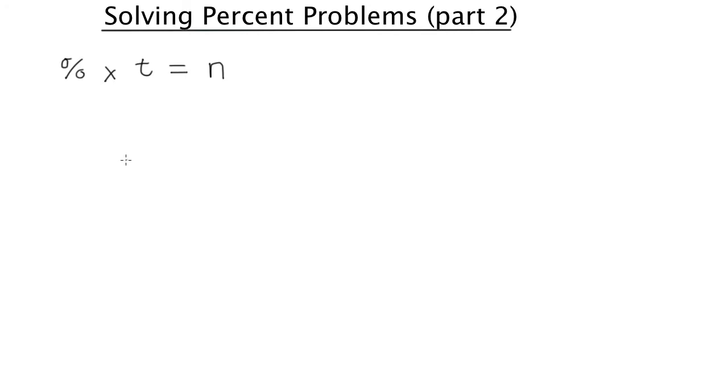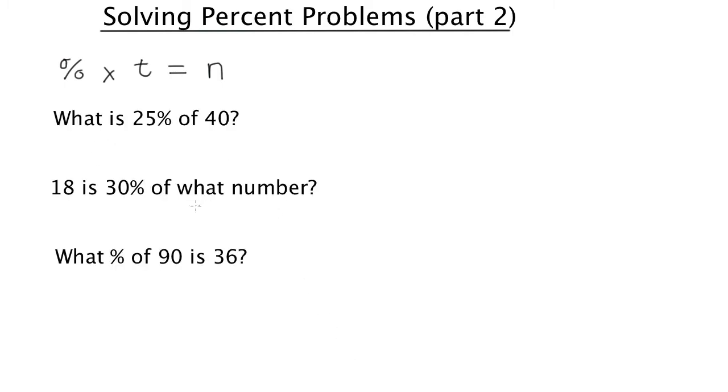Here's what I mean. I'm going to put down a few problems, and we're going to translate them. So we have 3 different problems. What is 25% of 40? This is actually the first type we did in the previous video. 18 is 30% of what number? And what percent of 90 is 36? So these represent all 3 different types of problem. And in every case, you don't actually need to spend any time trying to figure out which one you're doing. If you are able to do some basic translation, you'll find these problems a lot easier.